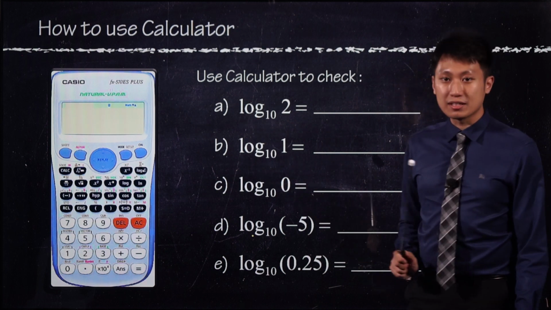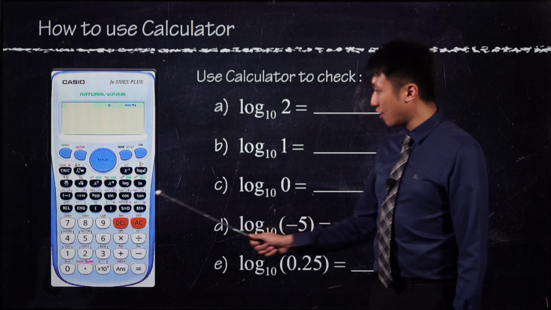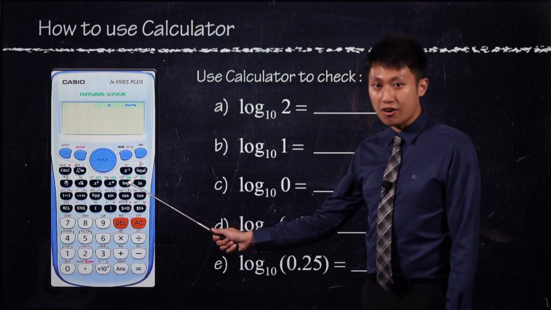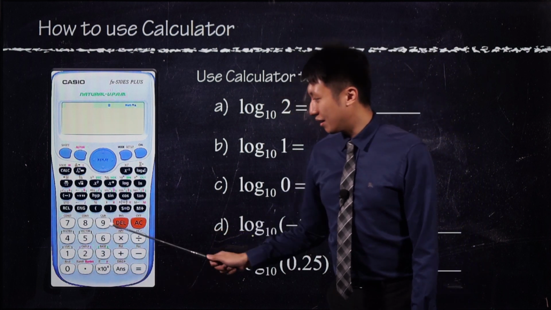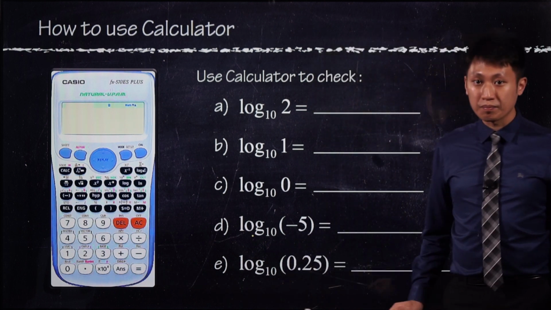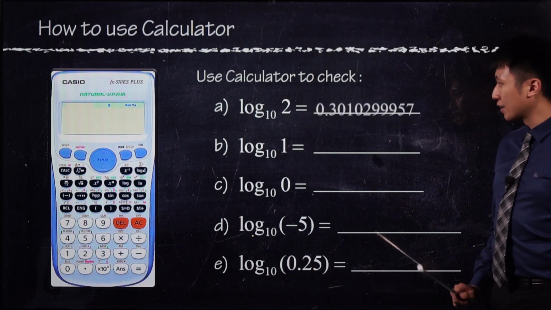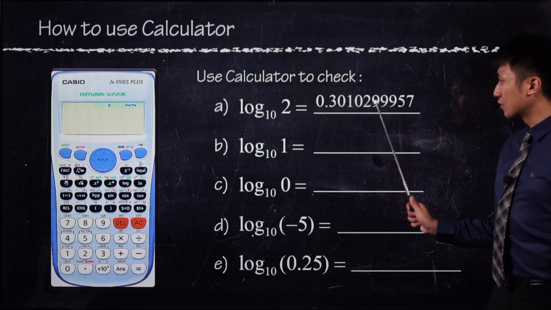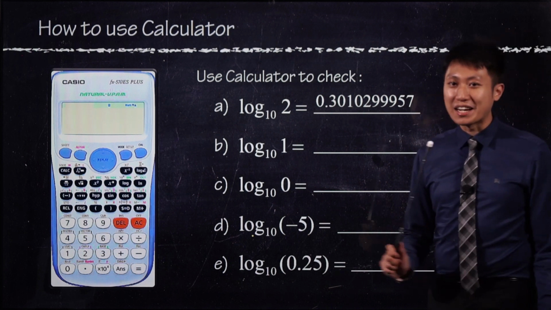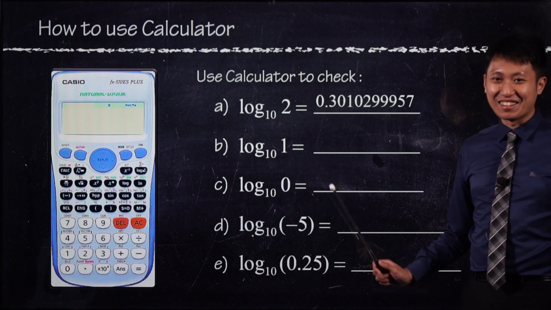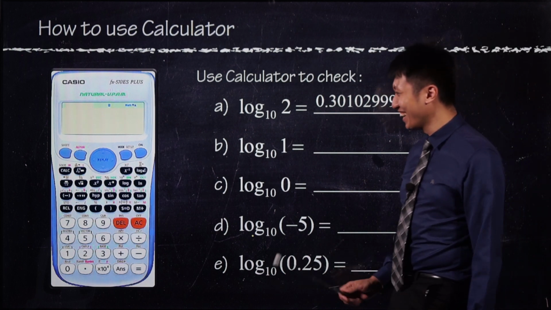Okay, so now let's try with your calculator. Log 10 2, what is the value? So you should press log, then you press 10, you close the bracket, you press equal. Okay, so you should get 0.3010299957. I hope I didn't press it wrongly because I'm not an expert in calculator. I never need this, okay?